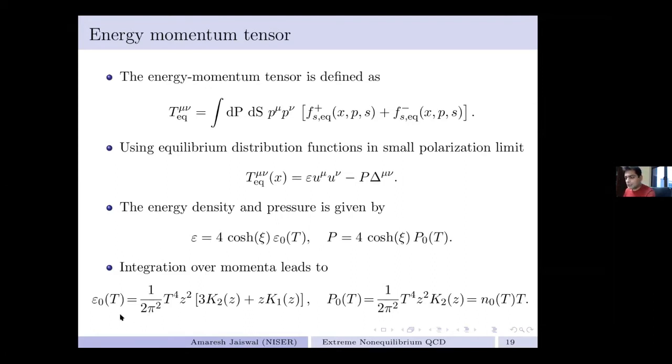The expressions for energy density and pressure can be found by integrating over dS and dP. You see that P0 is the one, and the quantities we denote with zero are the ones which do not contain the chemical potential. So basically, in the distribution function we put the chemical potential equal to 0. That's the meaning of the quantities with subscript 0.